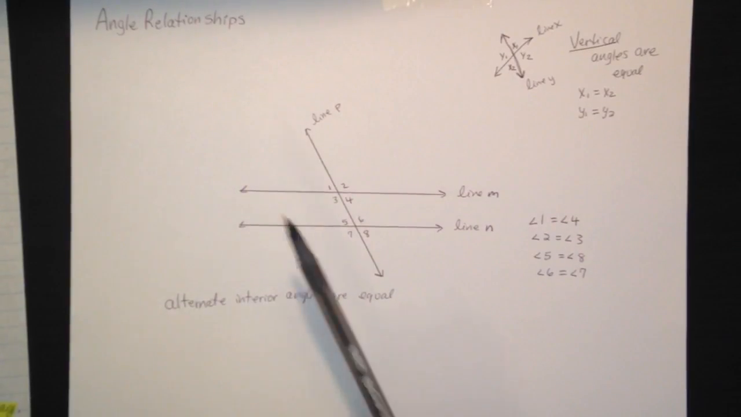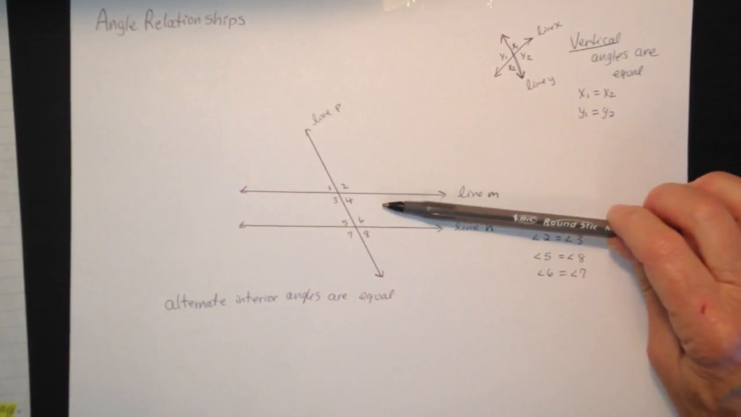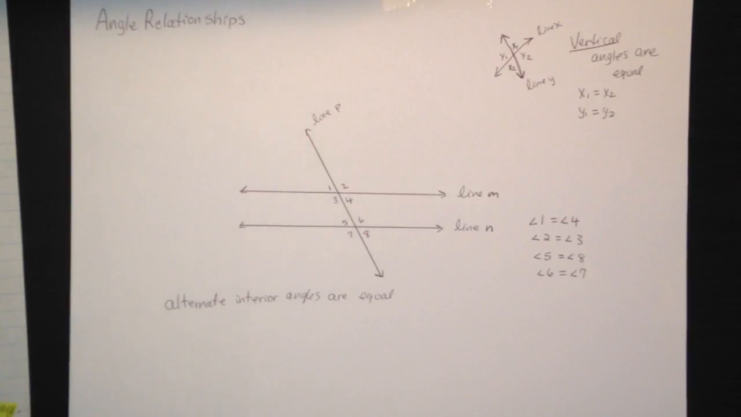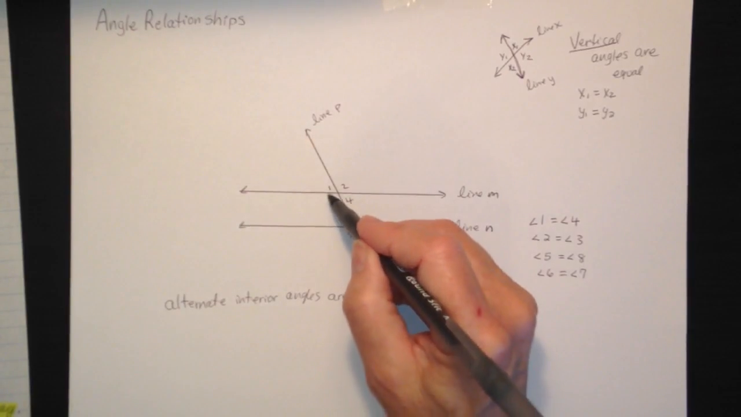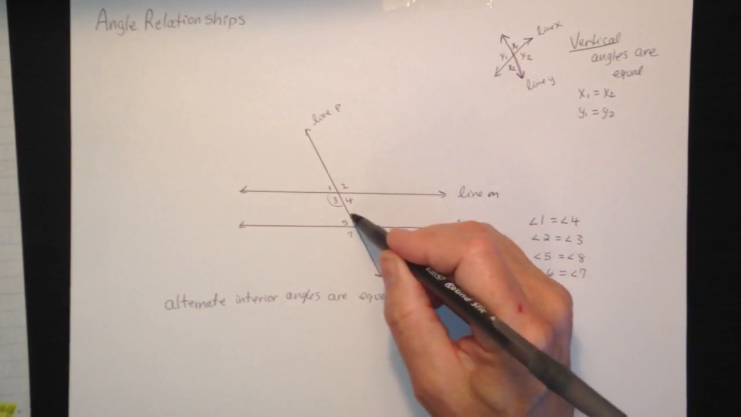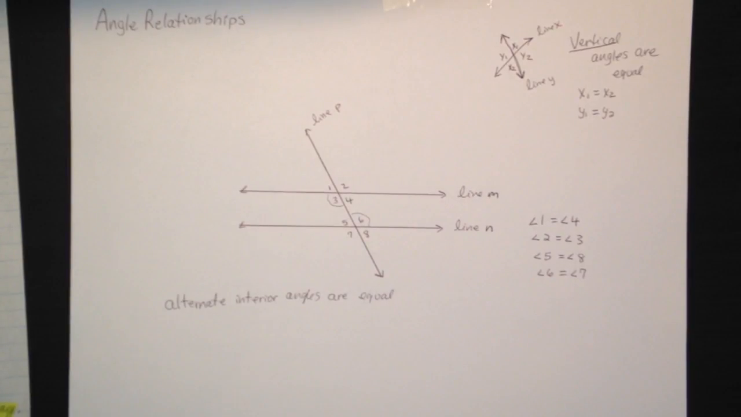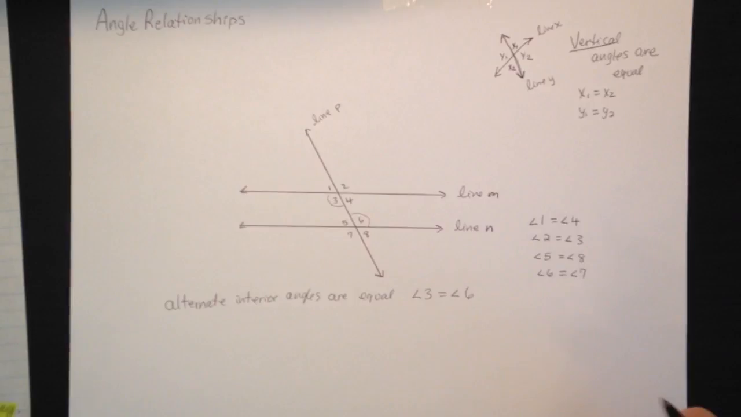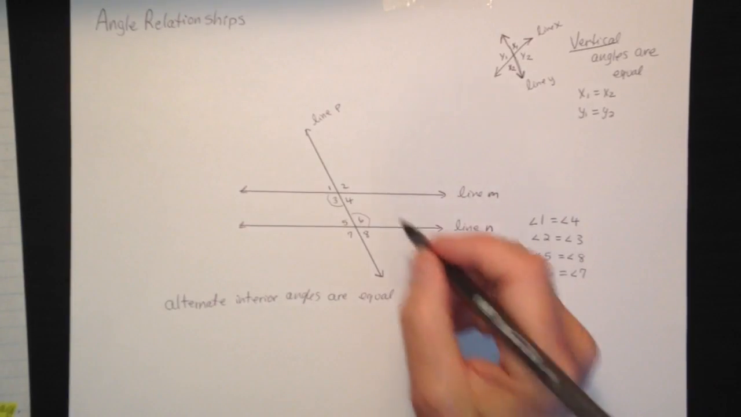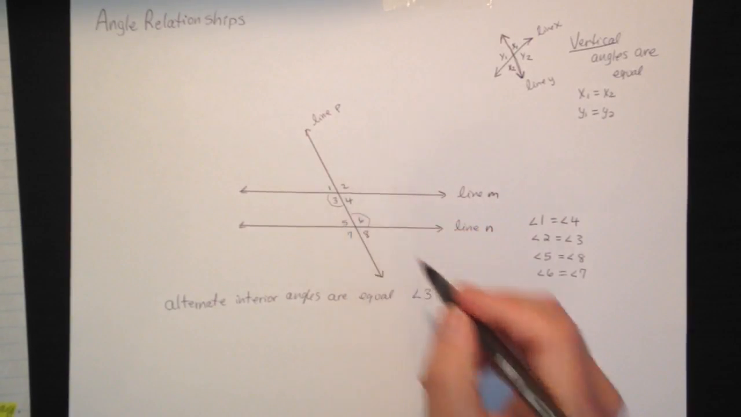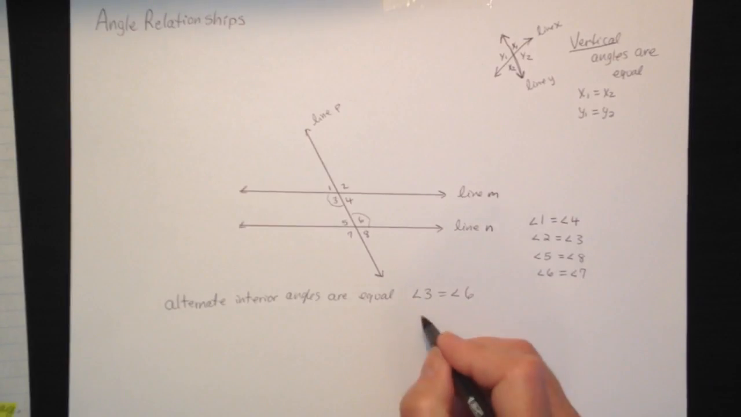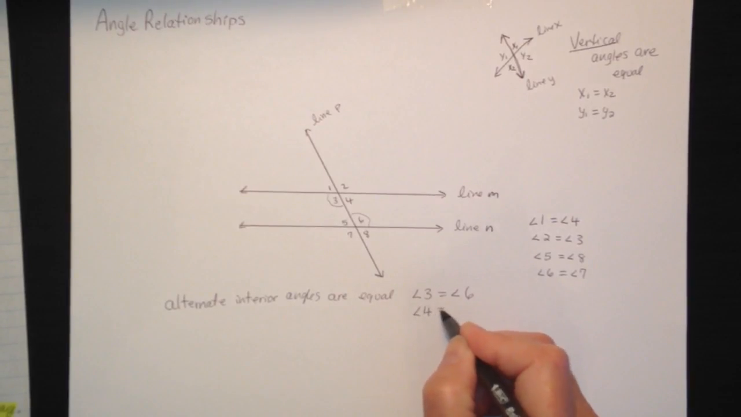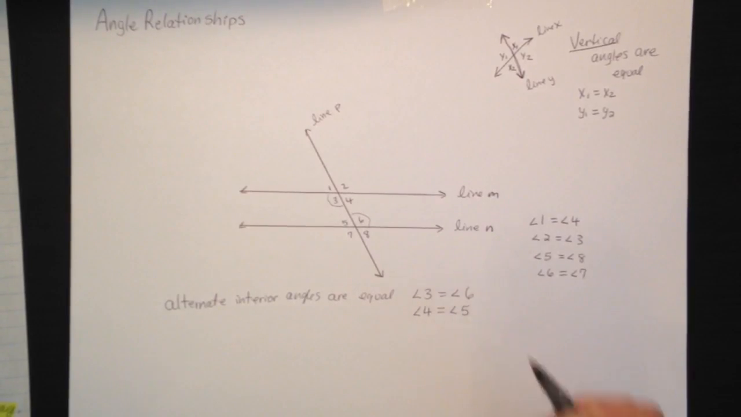So alternate interior angles are equal. Right here, angle 3 and angle 6 are alternate interior angles. We can say that angle 3 is equal to angle 6. Also, we can see that angle 4 and angle 5 are also alternate interior angles. We can say that angle 4 is equal to angle 5 because of this.